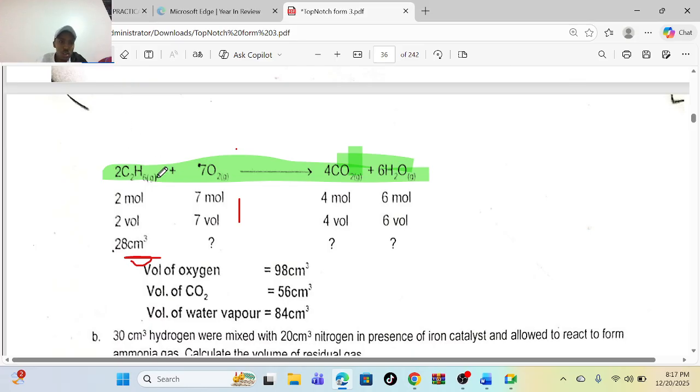So you balance. Here you look at the mole ratio. This means this has 2 moles, this has 7 moles because of this balancing, this has 4 moles and this has 6 moles because of this balancing. So ethane has 2 moles because of that balancing, the other has 7 moles, the other 4 moles, the other 6 moles.